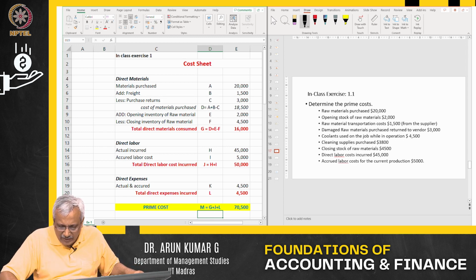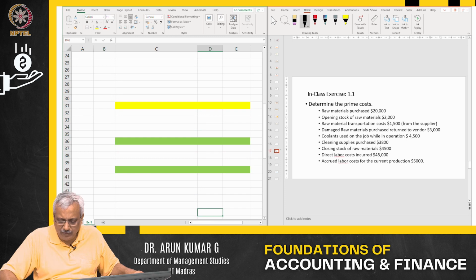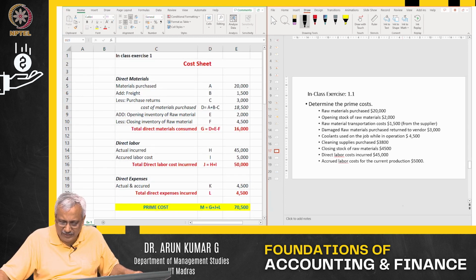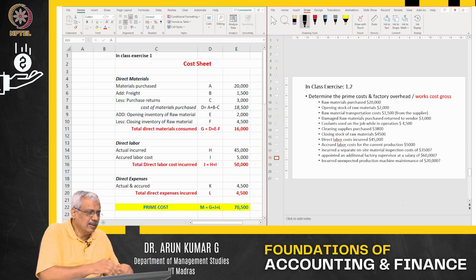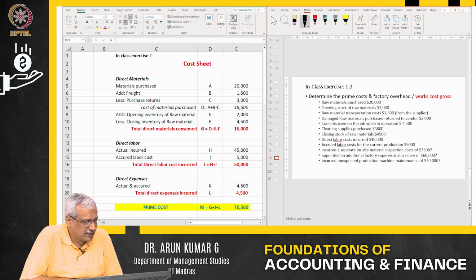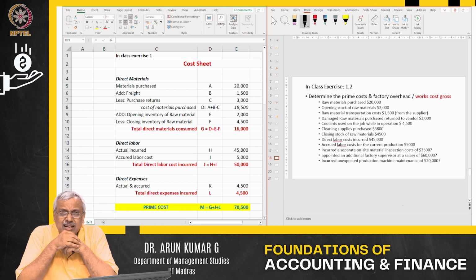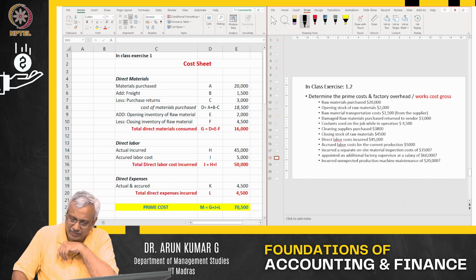Now, I am going to move this exercise itself to the next one, because I want to look at your cost of production in this particular case. Cost of production, we will talk about in a few minutes from now. But before we talk about production, I want to know what is the factory overhead, or the works cost, gross in this particular case.